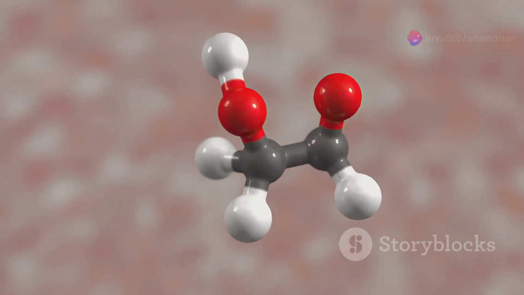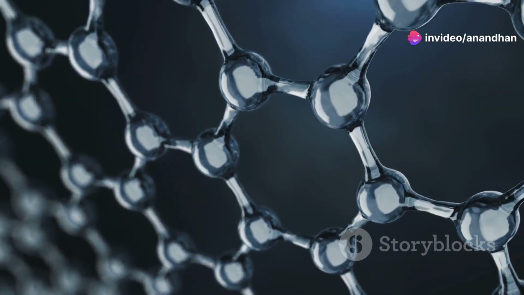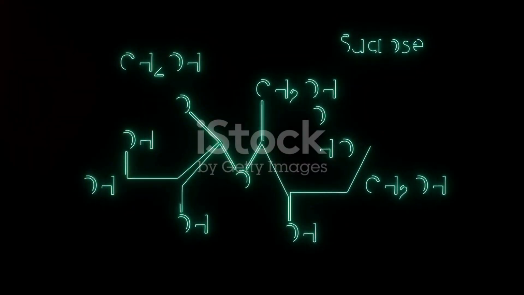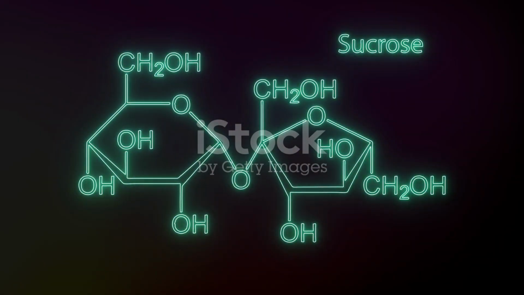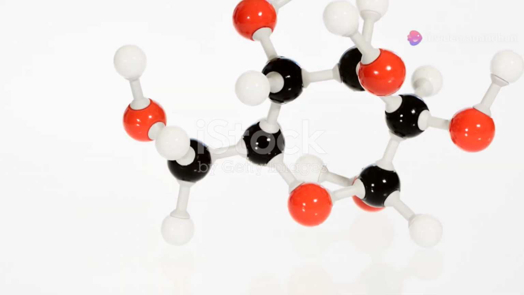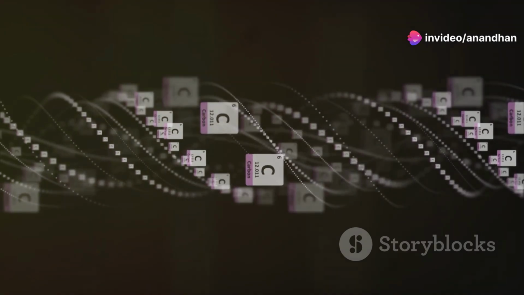The N represents the number of these units in the molecule. The arrangement of these atoms determines the type of carbohydrate and its properties. For example, glucose and fructose have the same chemical formula, C6H12O6, but different structures. This difference in structure leads to different levels of sweetness.